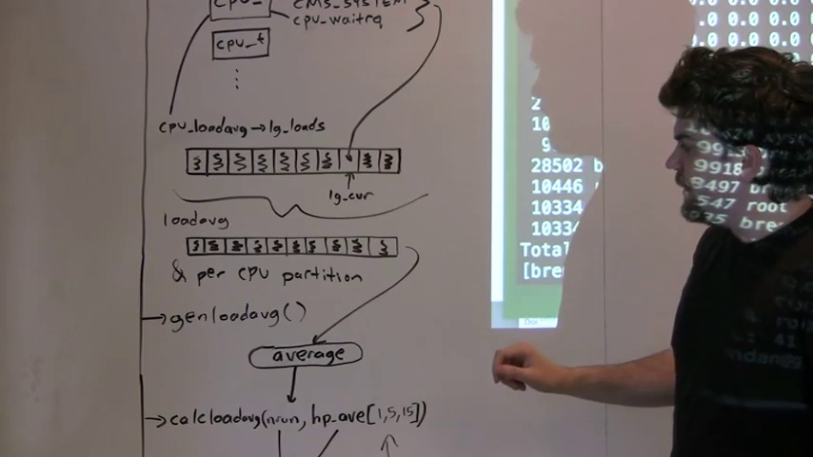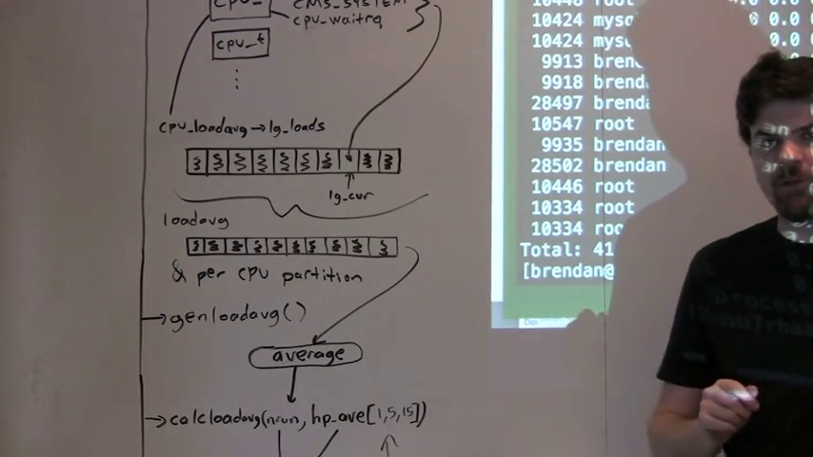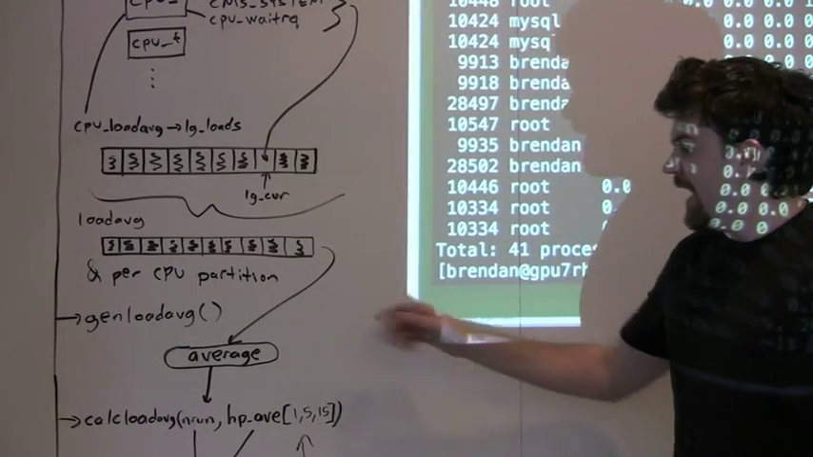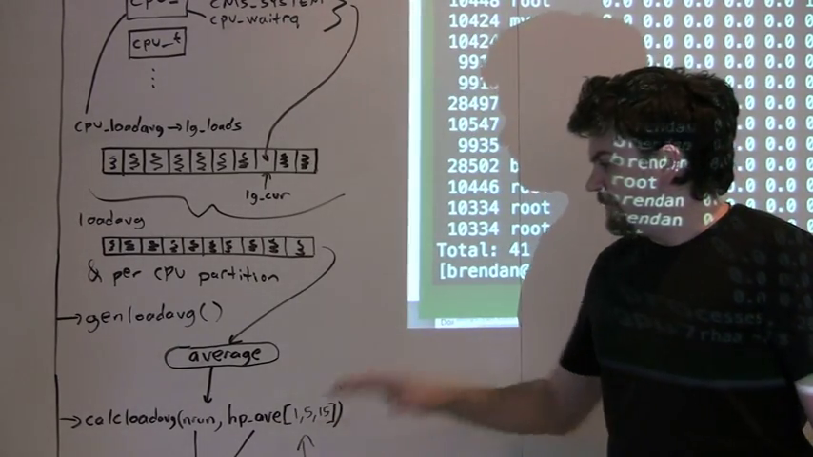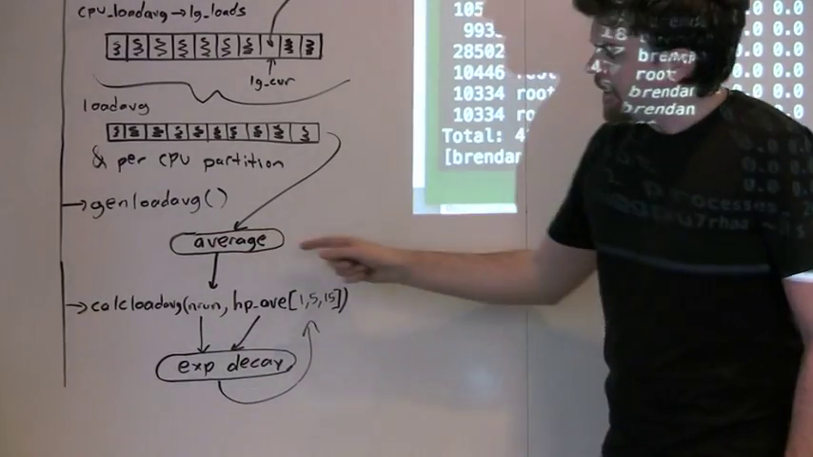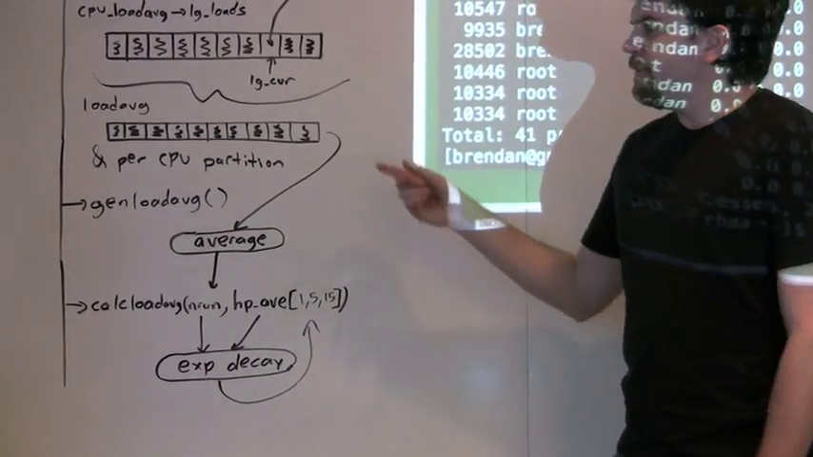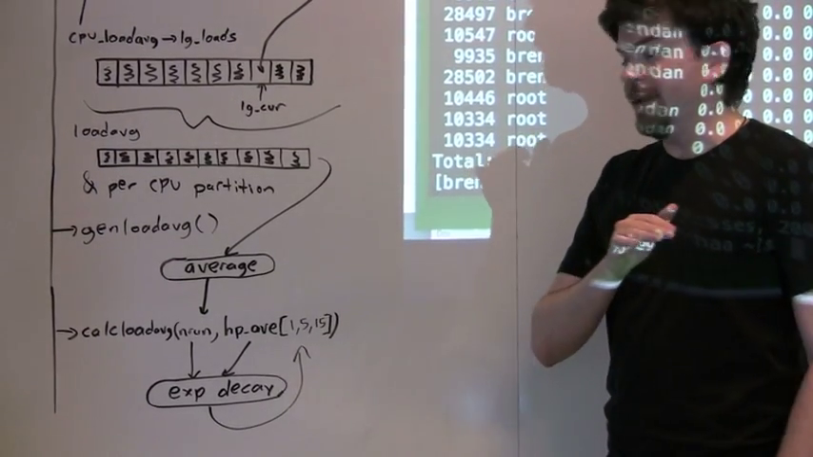That information is then fetched by generate load average, which takes the average of the previous 10 seconds and then feeds it into a routine called calculate load average that then gives us the numbers that we see. This averaging, you can think about this as a first pass at dampening the load averages.